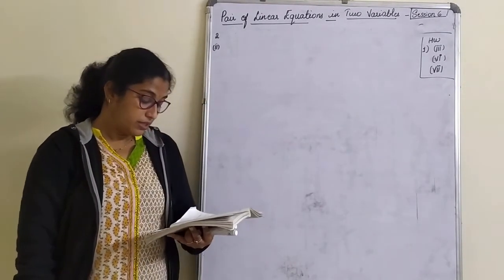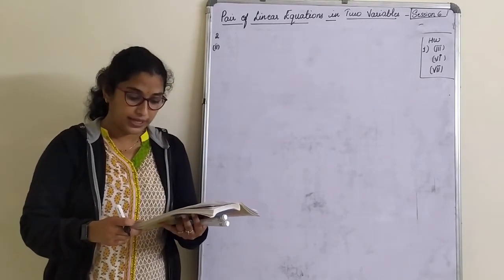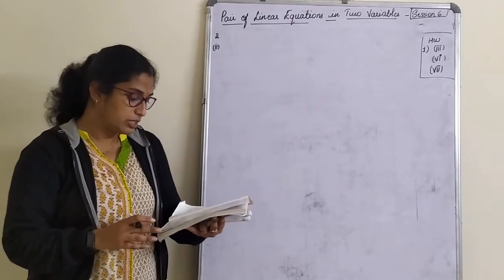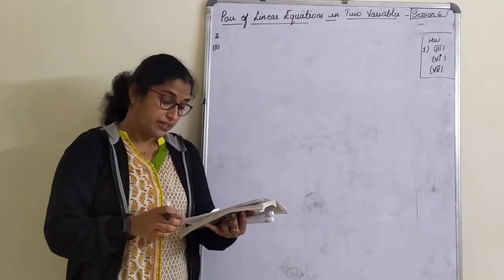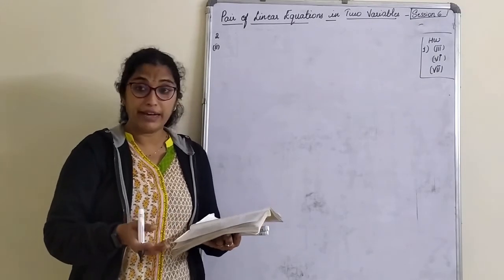So, second one, 2 women and 5 men can together finish an embroidery work in 4 days, while 3 women and 6 men can finish it in 3 days. Find the time taken by 1 woman alone to finish the work and also that of 1 man alone.